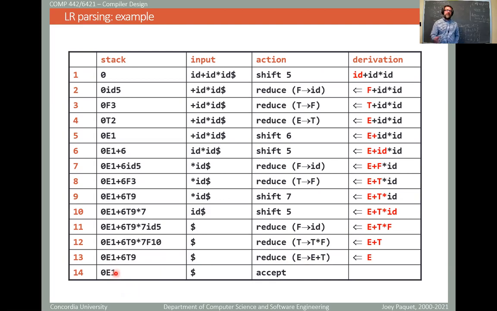Then another iteration, I go $1, I find accept. Thus, I have done a proof that this input token stream is a valid stream of tokens for this program, for this grammar.